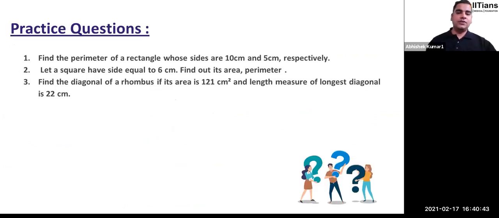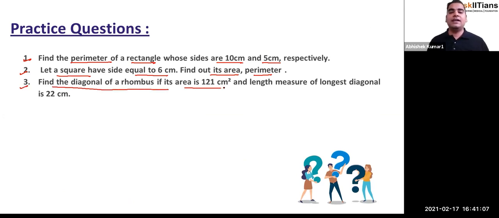These are the three questions that you have to practice as homework. First is to find the perimeter of a rectangle whose sides are given. Very easy. You know the formula for perimeter, which is twice of L plus B. The second one is: let a square have side equal to 6 centimeter. Find its area and perimeter. Again, a formula based problem. The third is to find the diagonal of a rhombus if the area is 121.